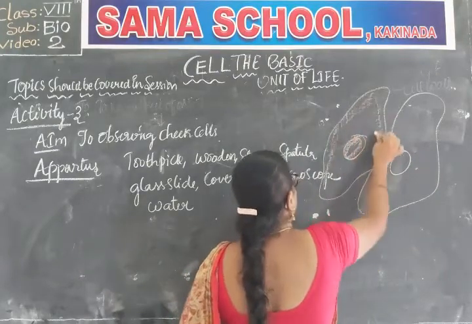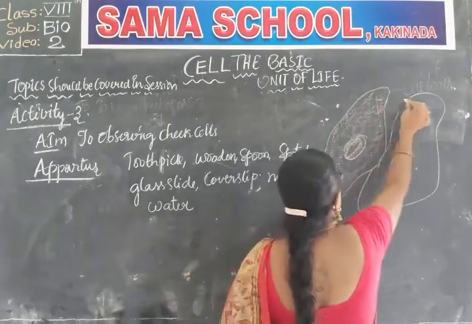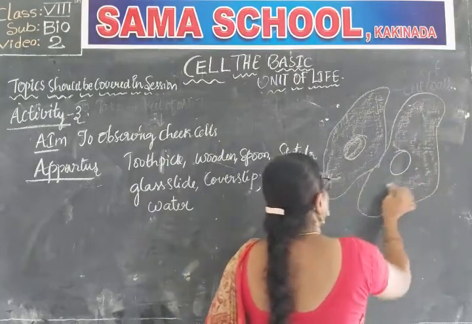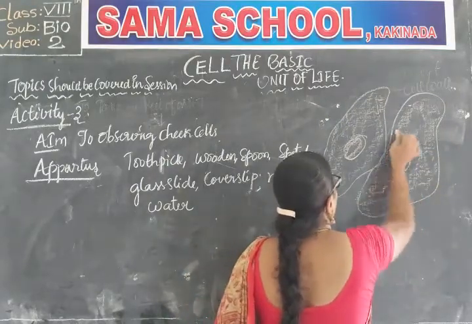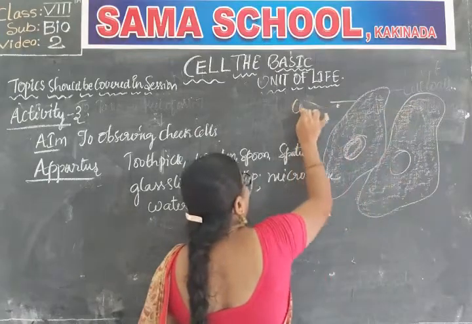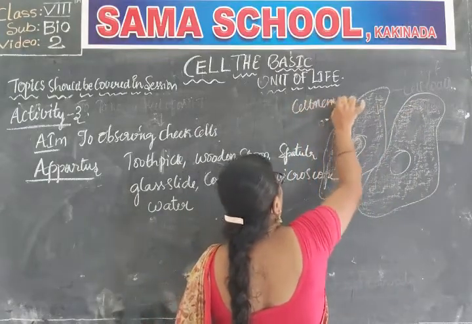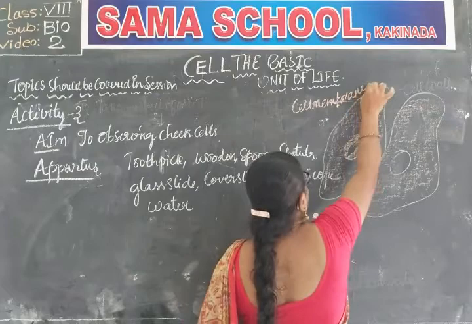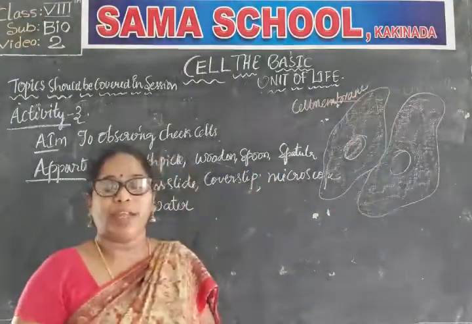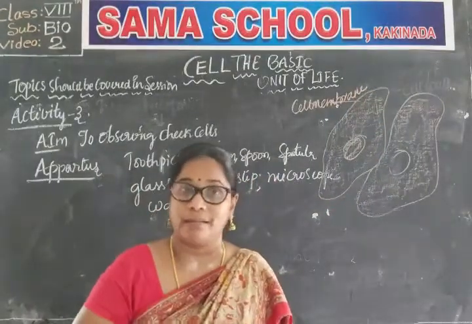Here there is no definite shape. Why? Because the cell wall is absent. Only the cell membrane is present. Whereas in a plant cell, the cell wall is present. This is the major difference between a plant cell and an animal cell.